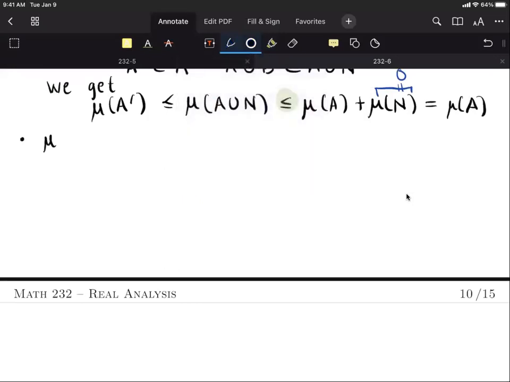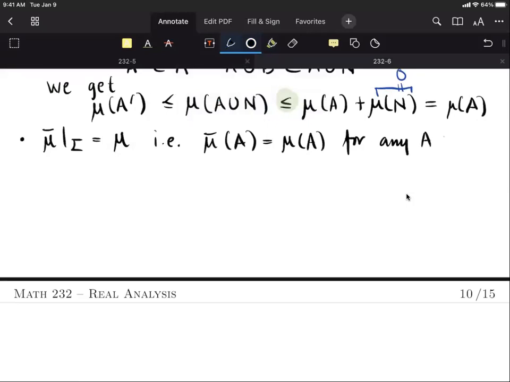Next, of course, we need to show that mu bar restricted to sigma is mu. In other words, mu bar A is equal to mu of A for any A in sigma. Indeed, mu bar A. Okay, take note that this, we have established a while ago, is a subset of sigma bar.